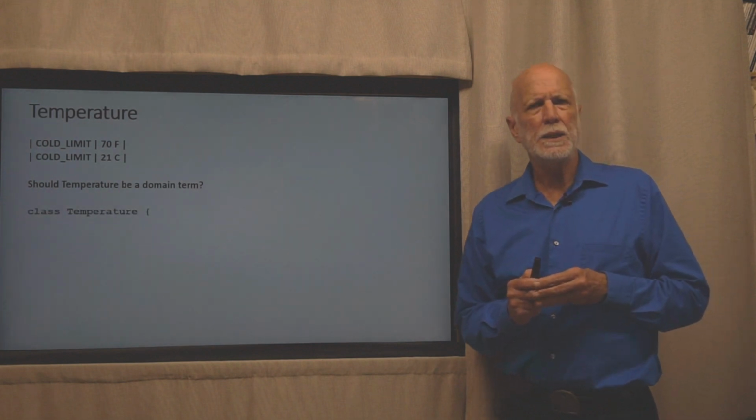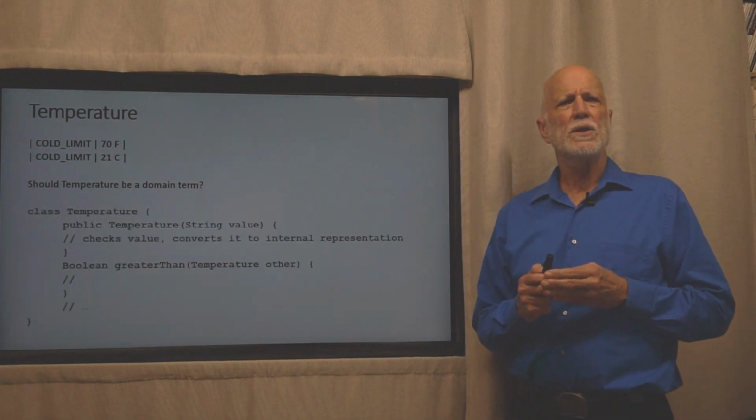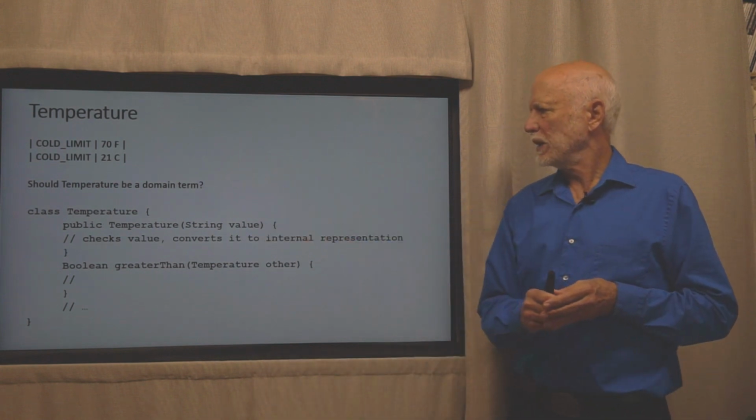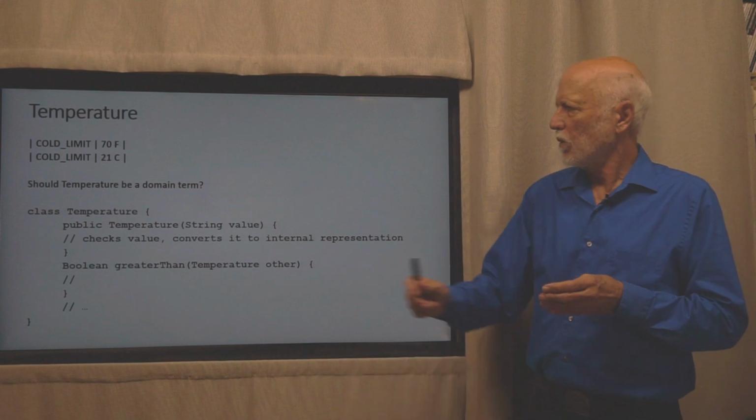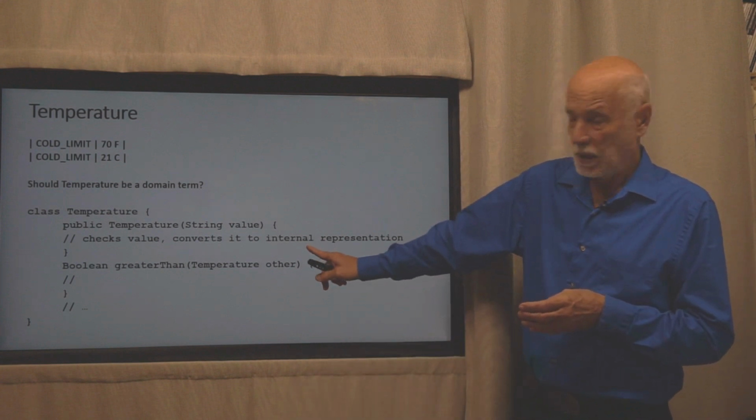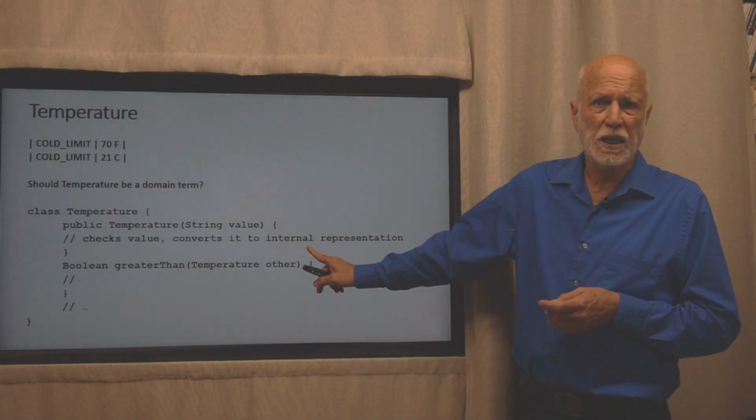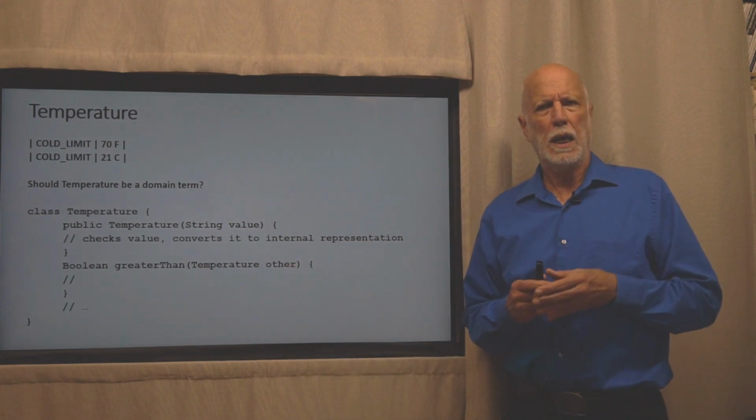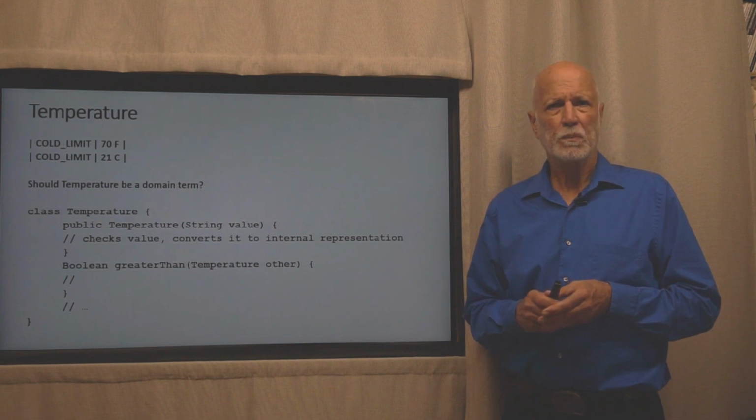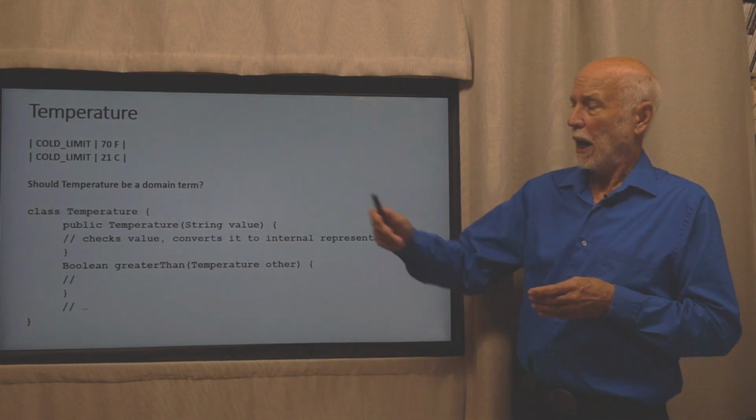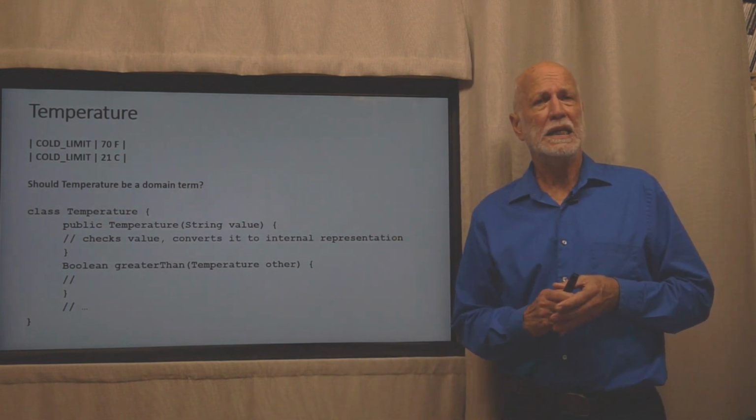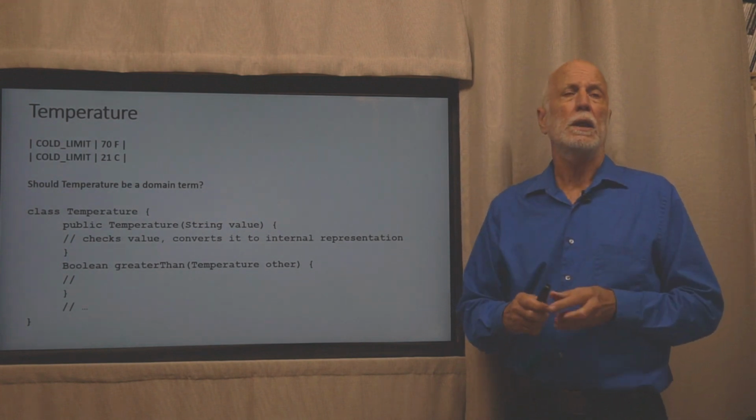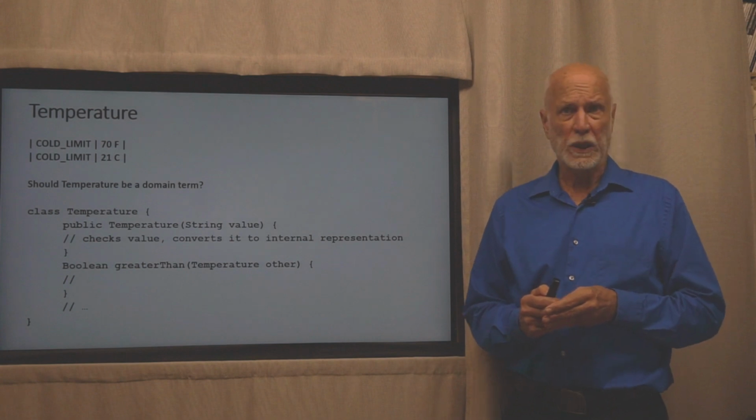And we create a class that represents that domain term, pass it the string value 70F or 21C. It'll make sure it's a legal value, and convert it to some internal representation. And of course, we'll need a greater than and a less than method as well. Perhaps we also want to do this in Kelvin, just in case Goldilocks wants really a cold bowl of porridge.